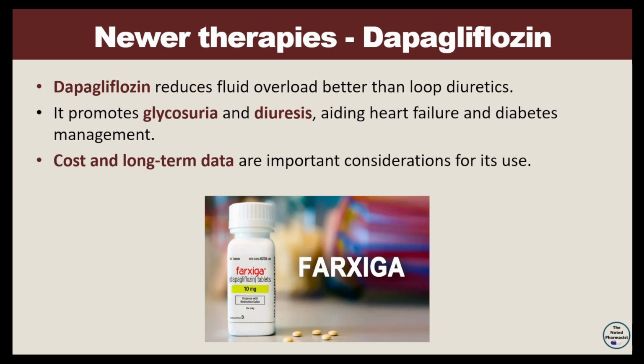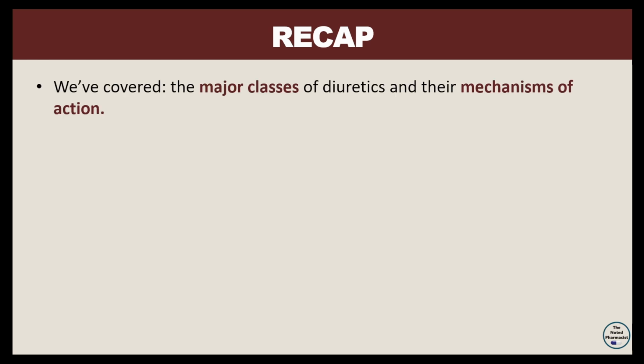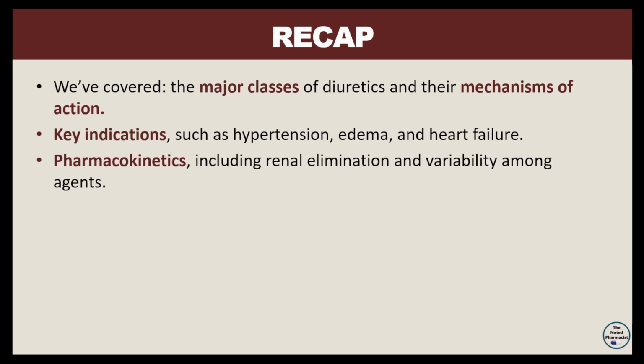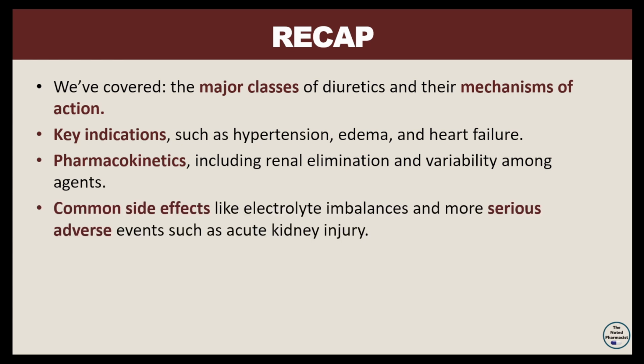Now that we've explored diuretics, let's take a moment to recap. We've covered the major classes of diuretics and their mechanisms of action. Key indications, such as hypertension, edema, and heart failure. Pharmacokinetics, including renal elimination and variability among agents. Common side effects like electrolyte imbalances and more serious adverse events such as acute kidney injury.